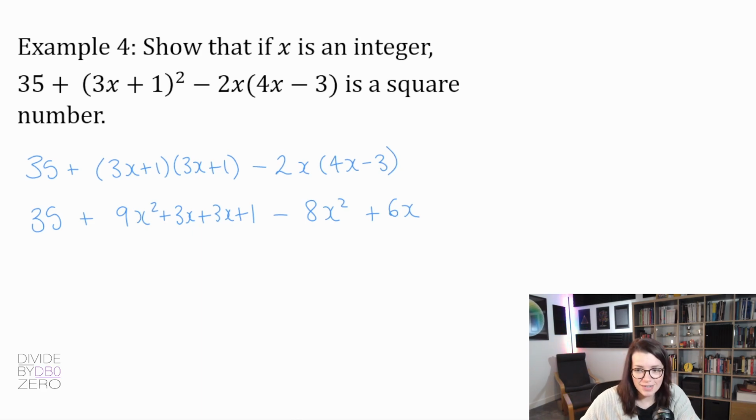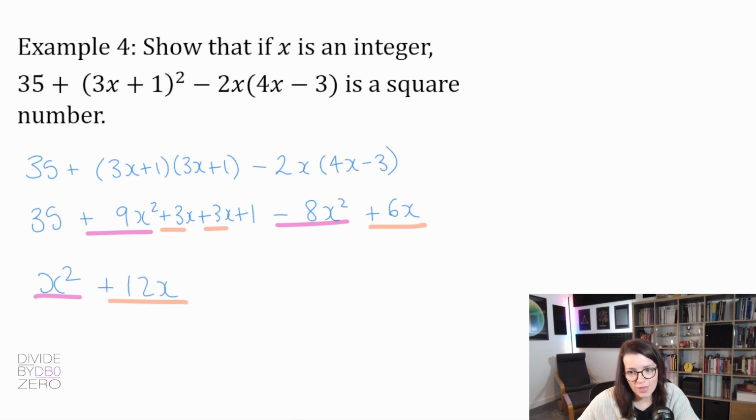Now we can look to tidy up. So we've got 9x squared take away 8x squared, which gives us 1x squared. Then we've got 3x plus 6x giving 12x. And finally, we've got 35 plus 1 giving 36.